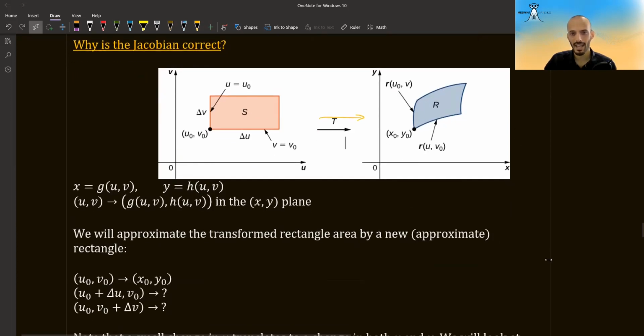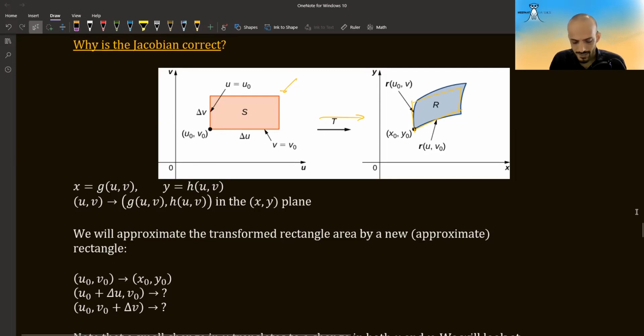What the Jacobian actually does is a linear approximation of this new shape. So instead of capturing exactly the new shape, it will capture some parallelogram shape here, which is a linear transformation of the rectangle here. This is not an exact area, but as the du dv becomes smaller and smaller, this linear approximation, this first order Taylor approximation, will become better and better, and in the limit will actually be equal.